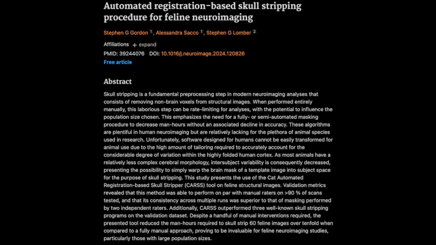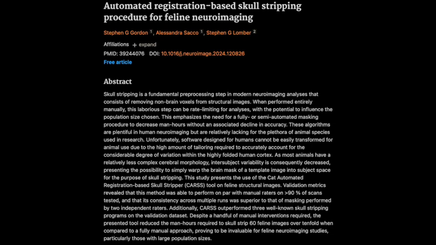You're exactly right. They wanted to see how CARS compared to other available tools. They included a tool called BET, which was specifically designed for human brains, to see how well it would fare with feline scans. And they also included AtlasBREX and ANTs Brain Extraction, which are a bit more flexible and can be adapted for different species. So a real test of species-specific versus more general-purpose tools.